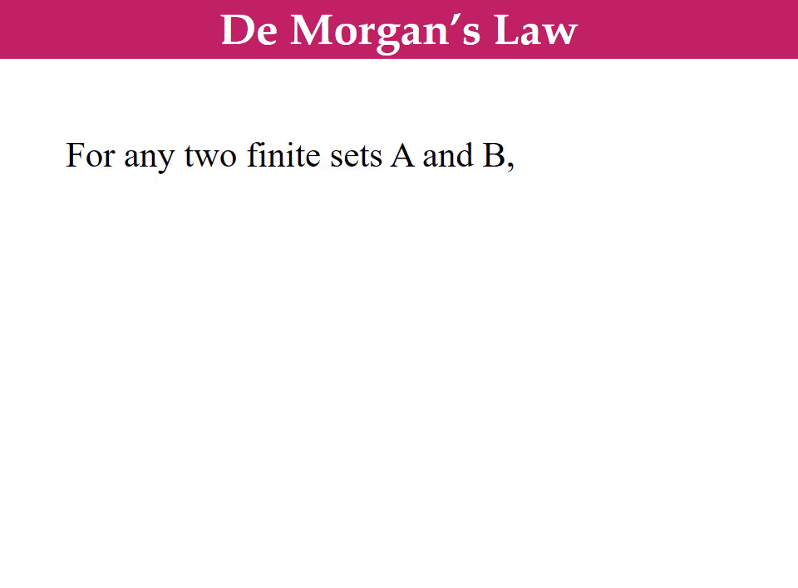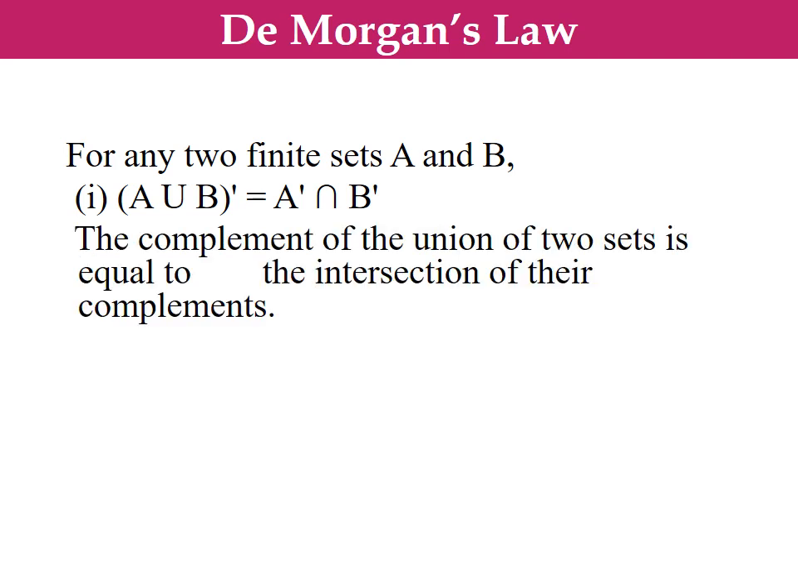For any two finite sets A and B, the first one: (A union B)' is equal to A' intersection B'. How do we tell this De Morgan's law in words? The complement of the union of two sets is equal to the intersection of their complements. Yes. What is the second one?